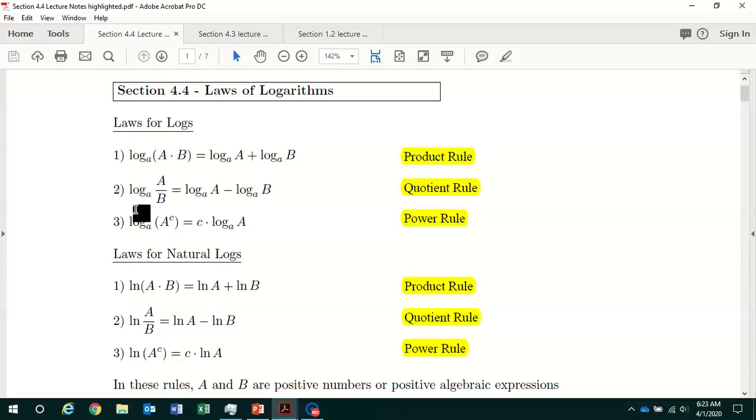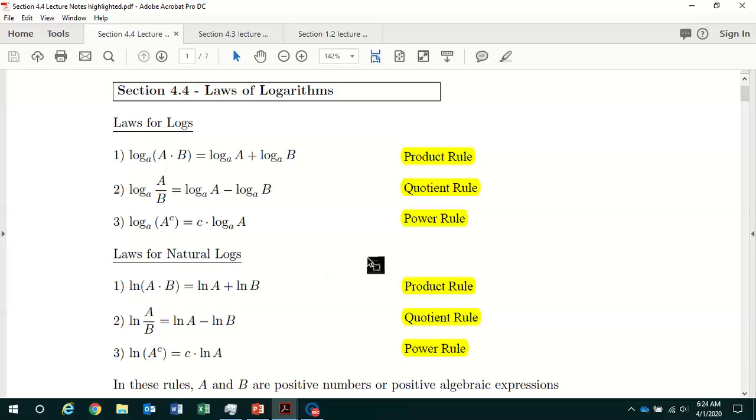The second law, called the quotient rule, says the log of a fraction or quotient, right? The log of A divided by B is equal to the log of the numerator minus the log of the denominator. So A is the numerator, B is the denominator. So the log of A over B is equal to log of the numerator minus the log of the denominator.